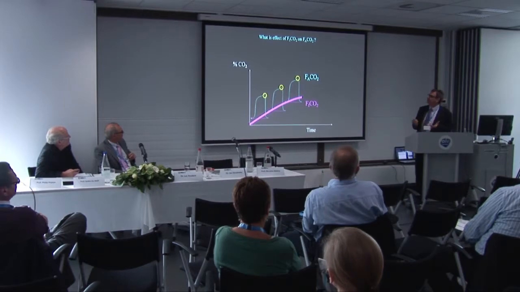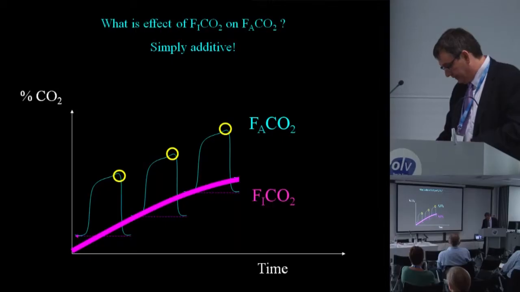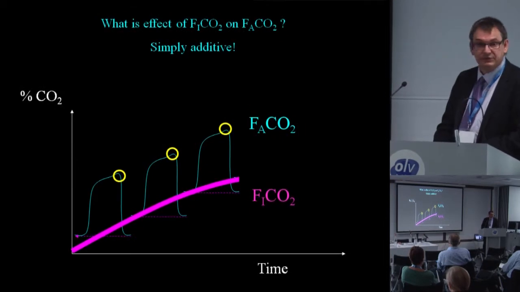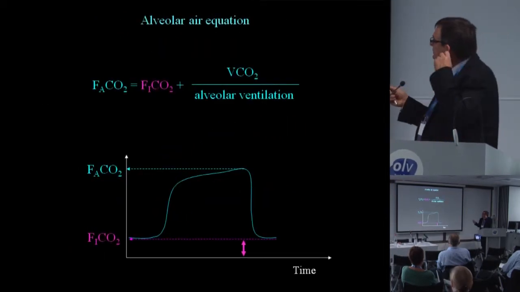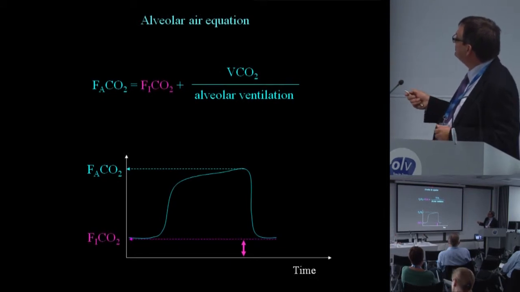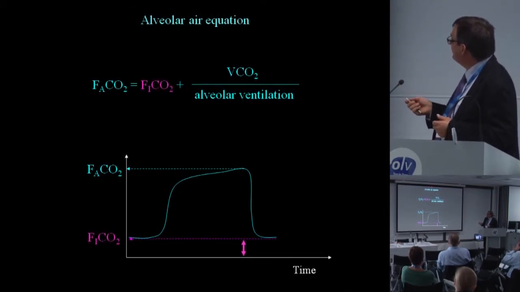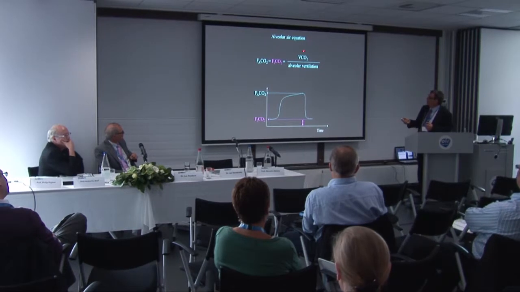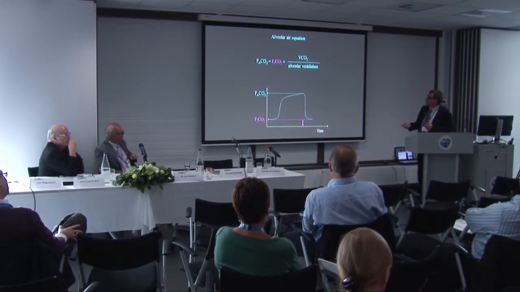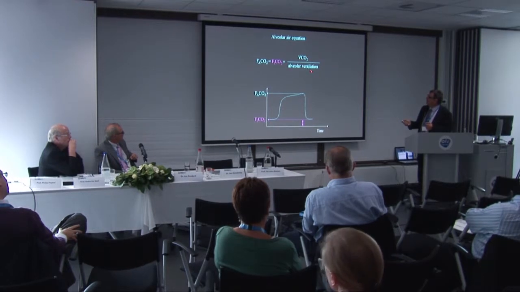So the question then becomes, what's the effect of the FiCO2 on the FaCO2? What's the effect of the inspired CO2 on the exhaled CO2? Well, the effect is simply additive. You just have to add it. It's a little oversimplification, but it comes close. And why is that? Well, this is just the alveolar air equation. We've seen it in physiology a long time ago, but basically what it says is that the end-tidal CO2 is just the sum of the FiCO2 plus this partial pressure, which depends on CO2 production. The higher the CO2 production, the higher this will be. Ventilation, the more ventilation there will be, then this will drop.